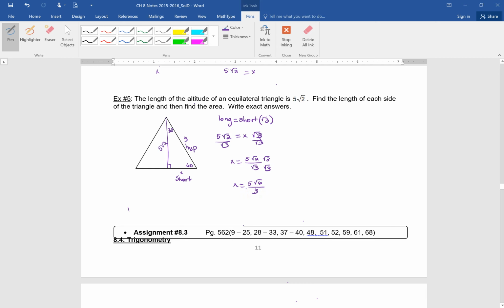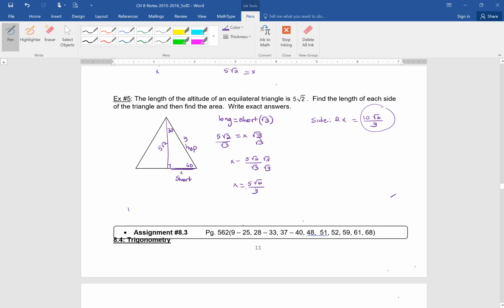Okay? So that's x. It says to find the length of each side. So how big is the entire side of the triangle? If x is 5 root 6 over 3, it's twice that, right? Because x is half of the side, right? So the side is 2 times x, meaning it's 10 radical 6 over 3. Okay? So that's the side, and then we also need to find the area.